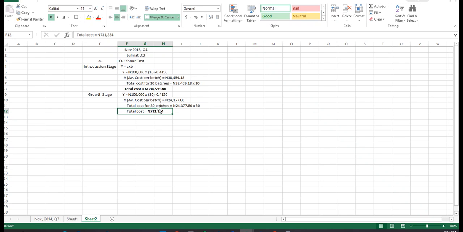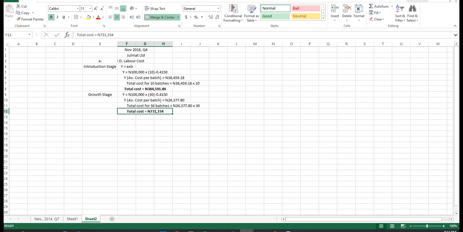Now, the direct labor cost for the first 10,000, we've gotten that. We've gotten the one for these 30 batches in total. Now, what is the total cost for batch 30 only? If I want to get the figure for batch 30 only, what is it? What will I get for batch 30 only?